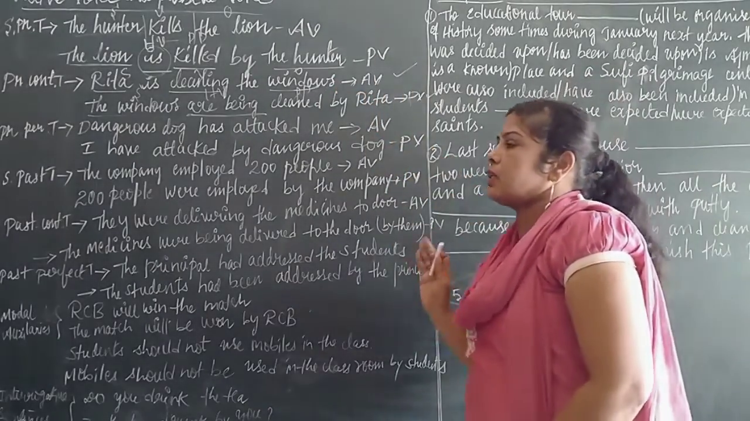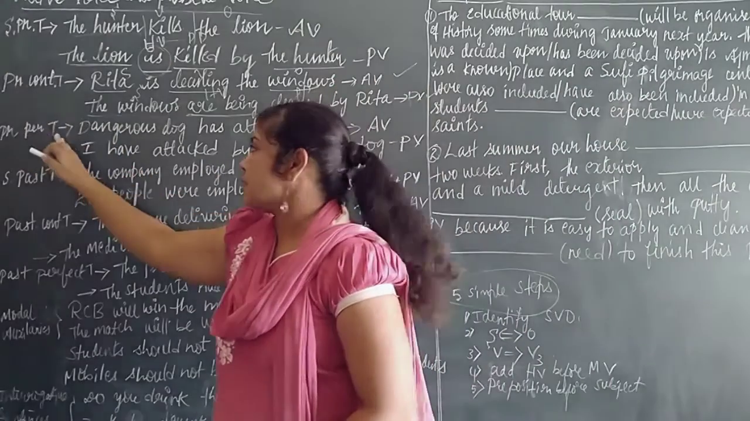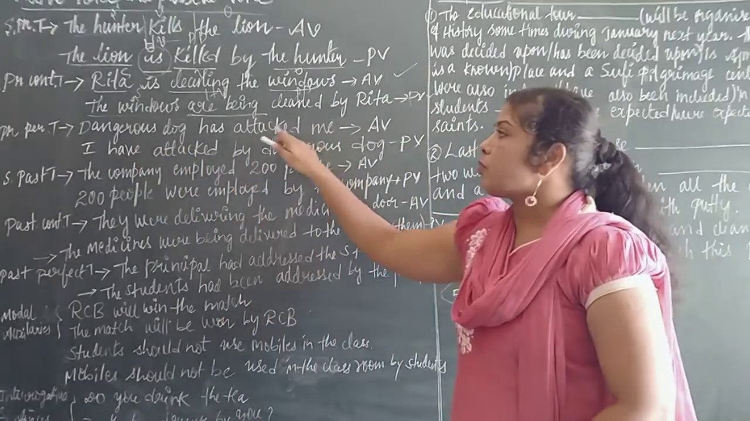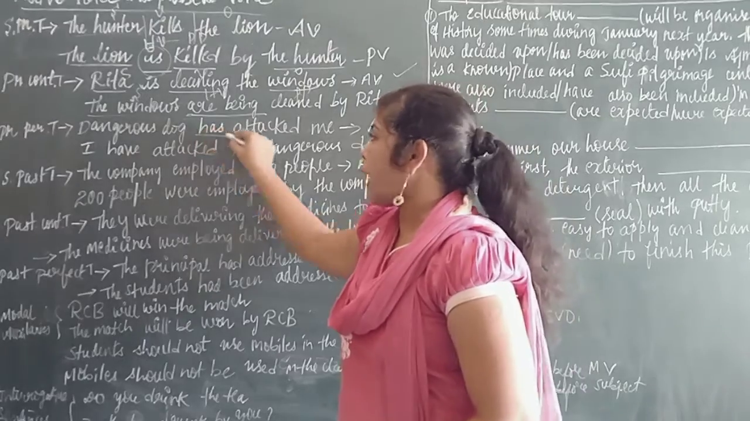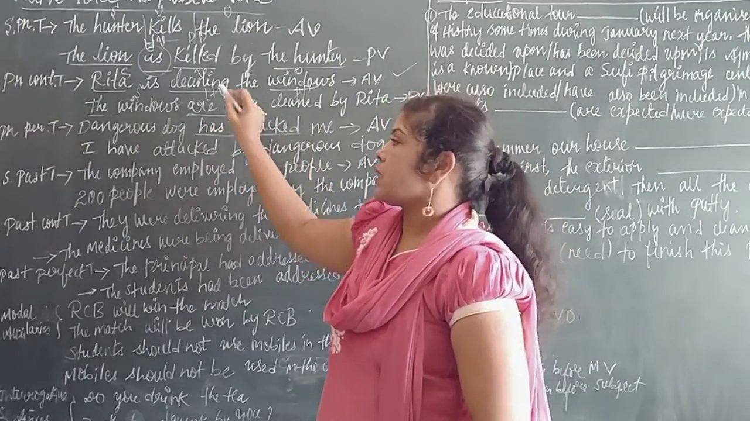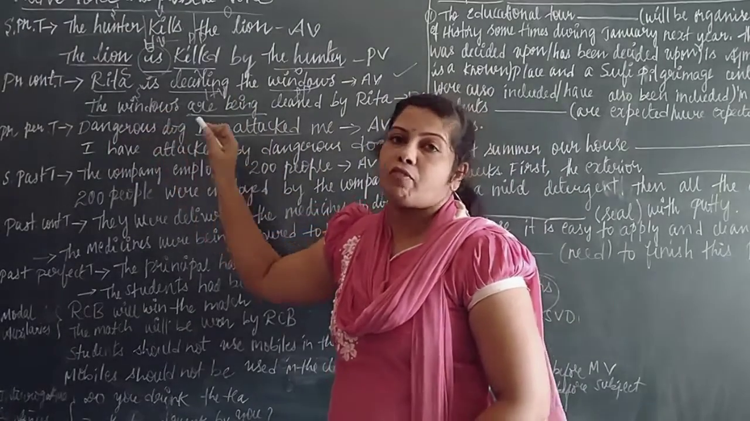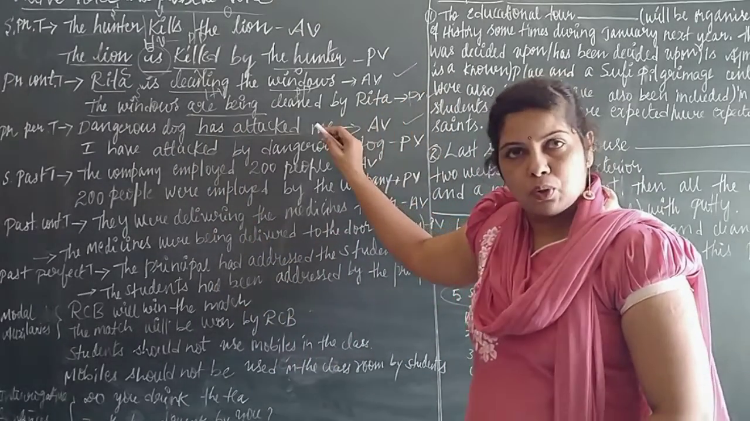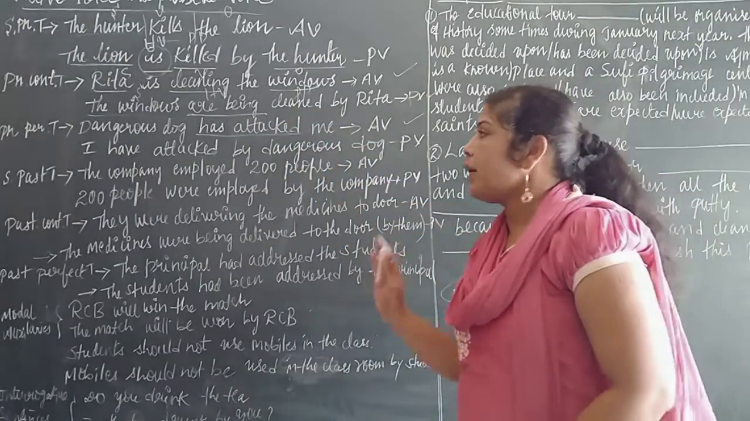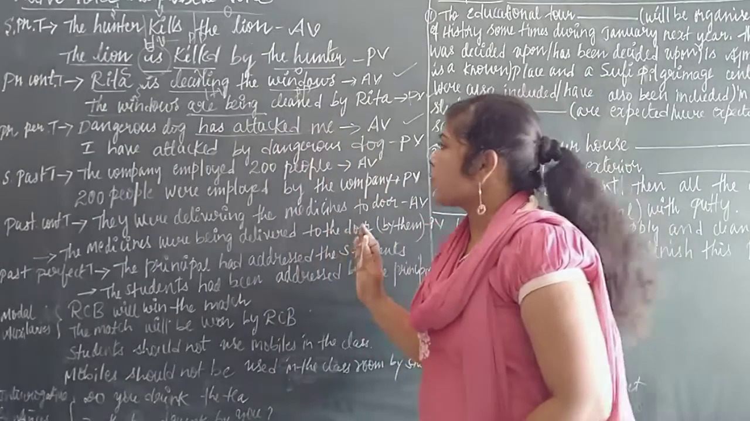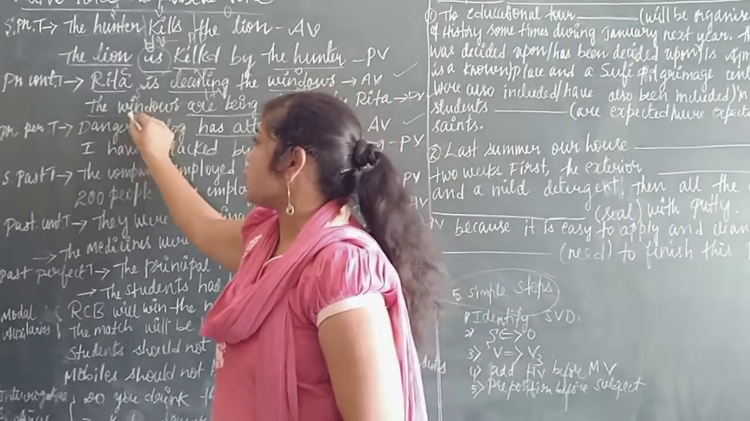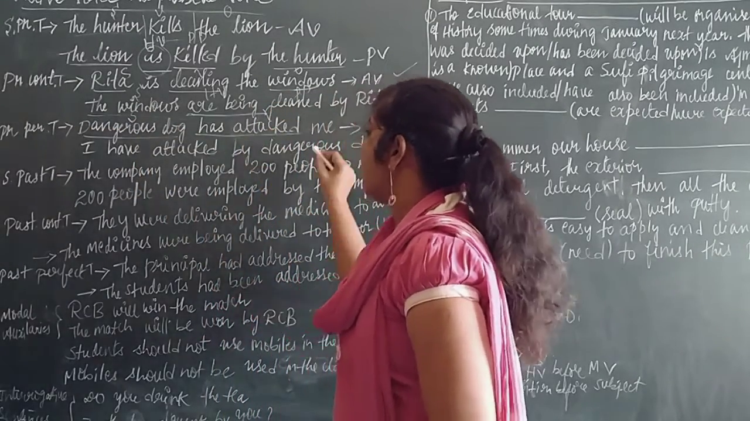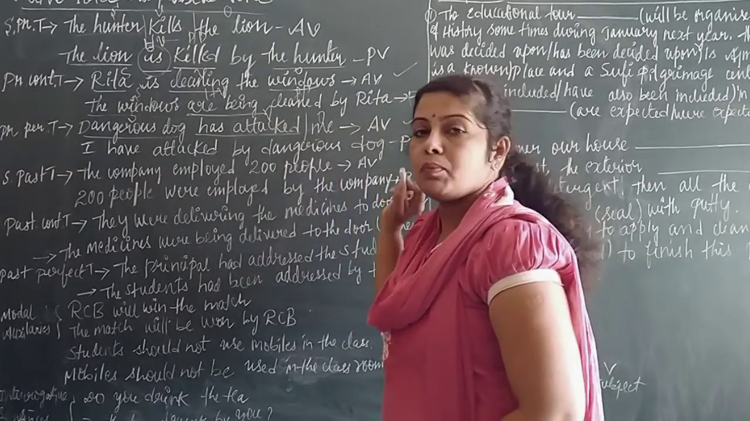Now let us take a present perfect tense. The dangerous dog has attacked me. The given sentence has attacked, which represents that the sentence is in present perfect tense, and this is in active voice. If you want to rewrite this in passive voice, the dangerous dog is the subject and attacked is the verb, and here me is the object.